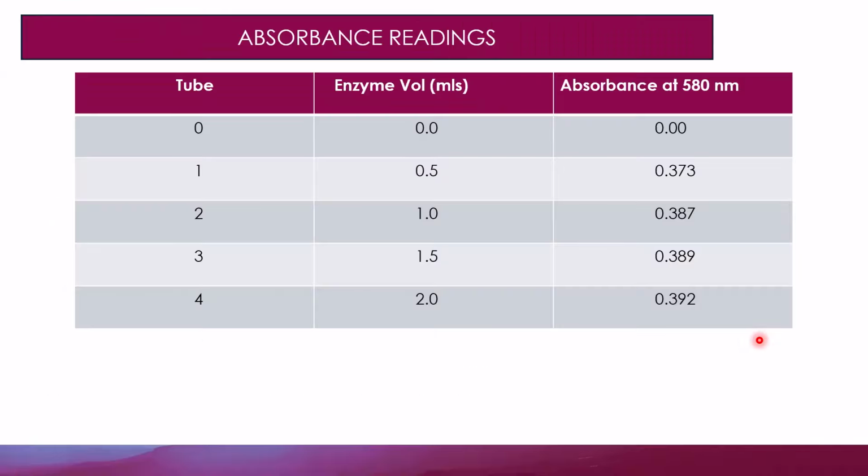So this is our absorbances after subjecting the stopped reaction to the Folin-Wu assay. So this is our tube 0, tube 1, 2, 3, and 4. And this is the mils of enzyme added to each of the test tubes. And these are our absorbances at 580 nanometers after the Folin-Wu assay.